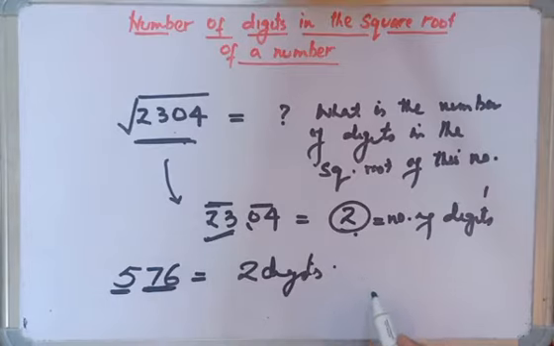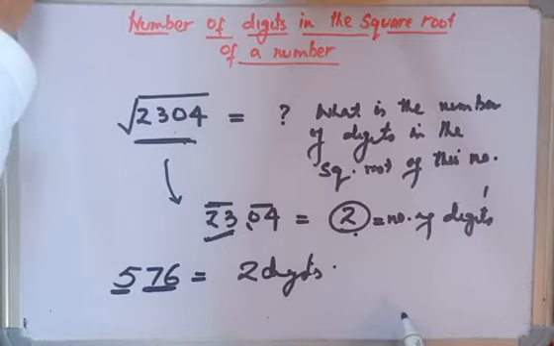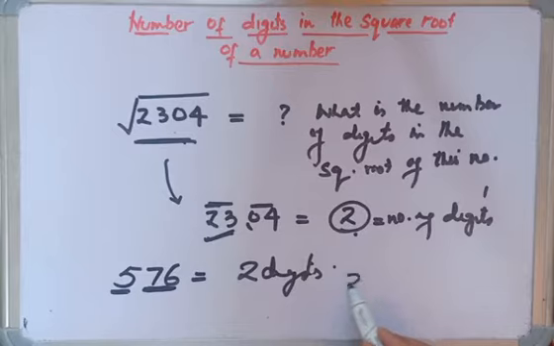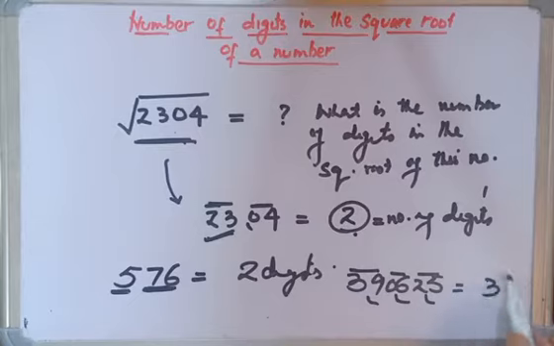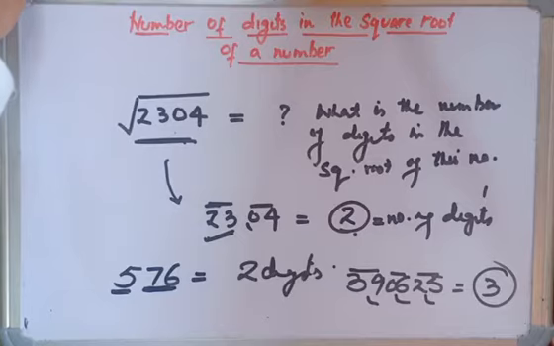See for example, we will take another number, 39065. Okay, let's make the groups. The group must contain a maximum of two digits. 1, 2, 3. So there are three groups, three pairs. So the number of digits will be 3. Okay, this is very simple. So we can calculate the number of digits in a given number without actually calculating the square root.